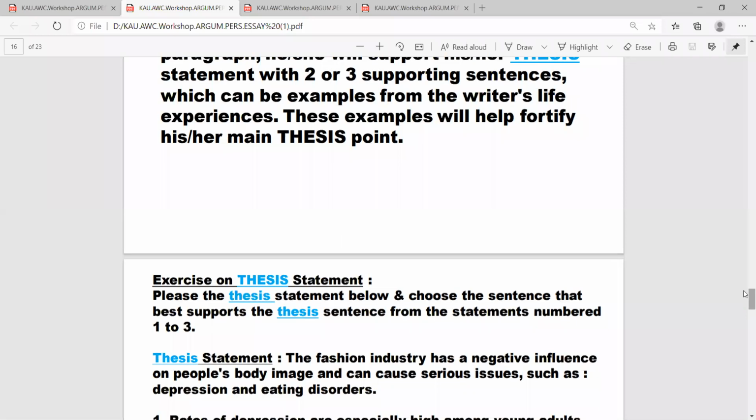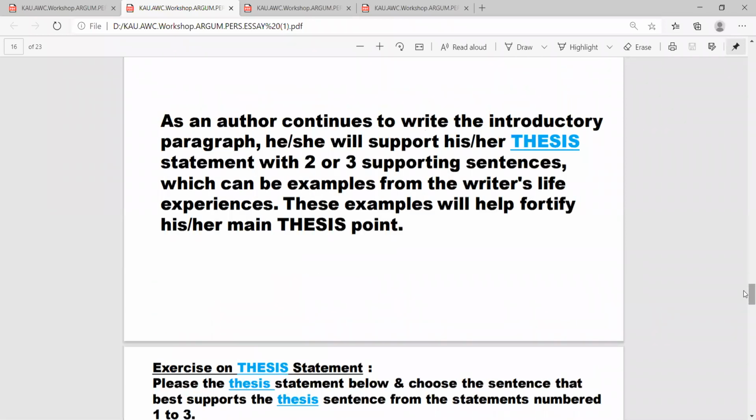Okay. I also said that after you write one or two supporting sentences, you can use examples from your daily experience. Well, daily experience from your personal experience in the past as well.